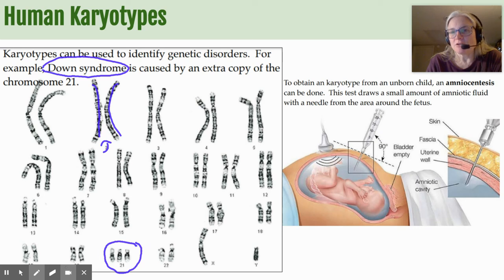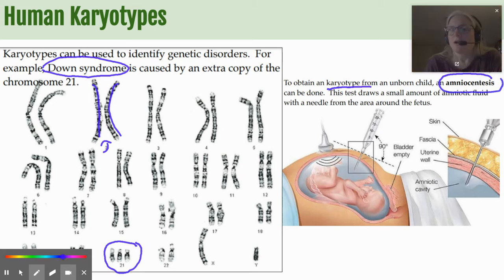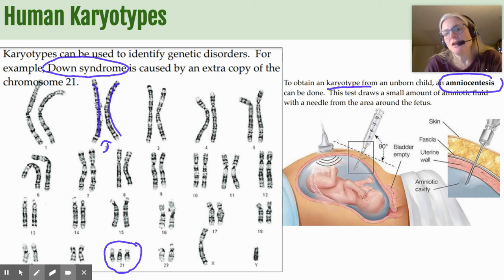So to get the karyotype of an unborn child, there is a process called amniocentesis. This is where a needle goes into the woman's stomach and takes out some of the amniotic fluid that's surrounding the fetus. And then genetic testing is done on that fluid.